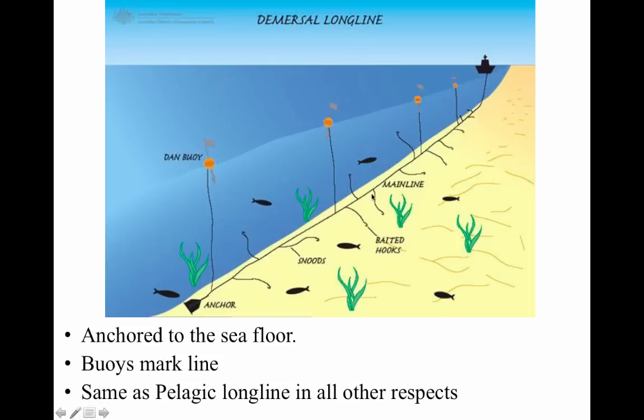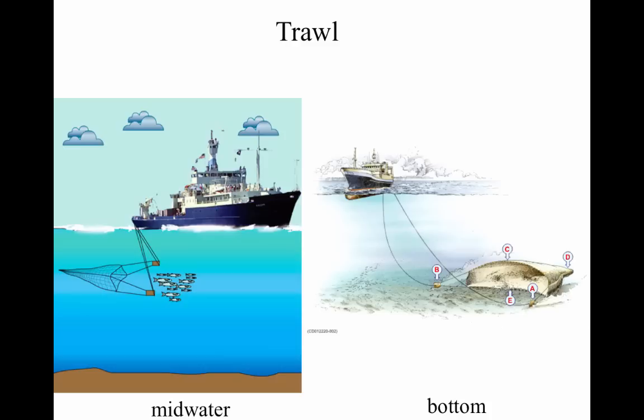So here's the type that actually sits on the bottom, and this would be used to get some kind of fish that is likely to eat scraps off of the bottom of the ocean. Just another type of long line though.